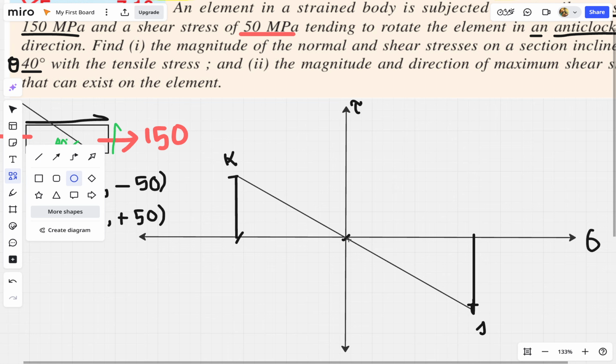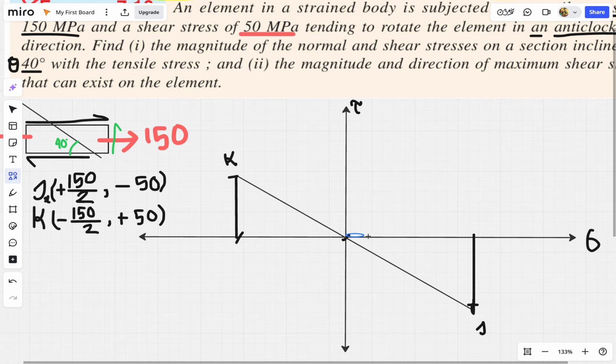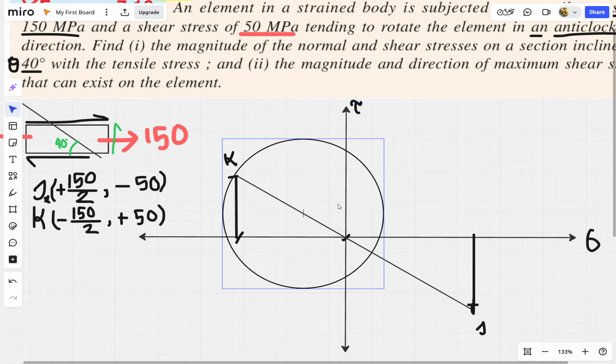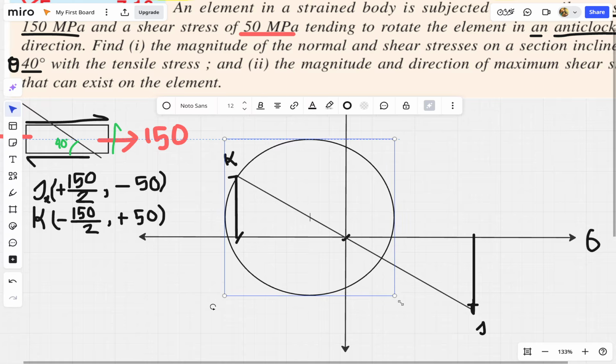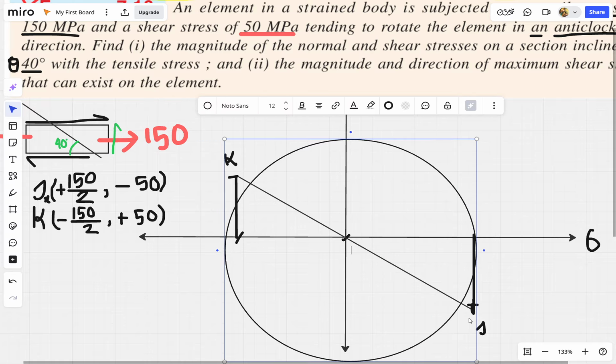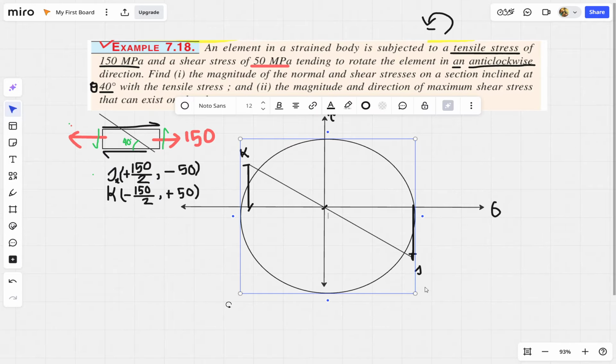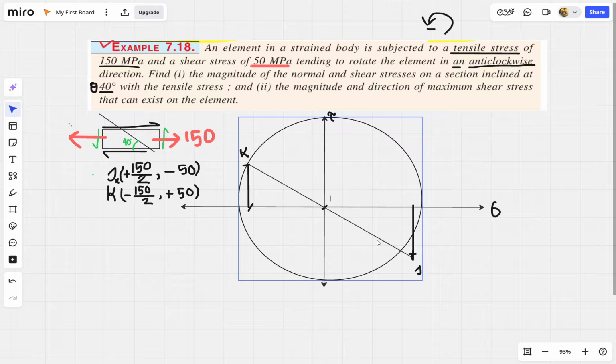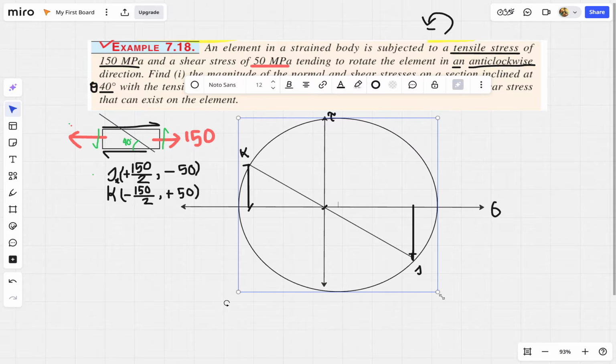Now we have to draw the circle from the center. To fix it, the radius will now be changed. The radius will be equal to the distance to these two points.